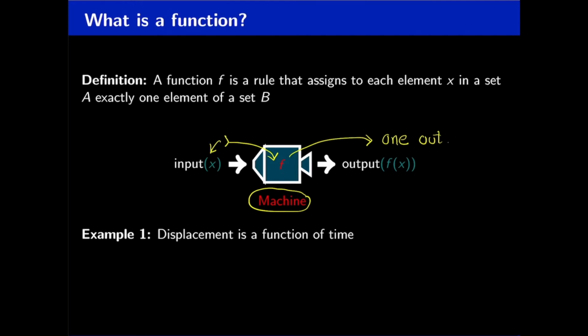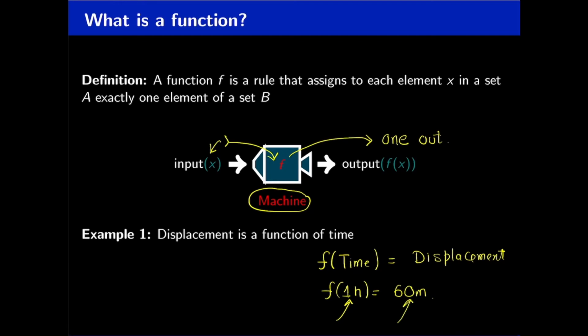Here I have one more example of a function. The displacement is a function of time. So you can define this relation, because if I give the time, it will give me the displacement of a certain object whose relationship we are defining. For example, if I say f at 1 hour, that means in 1 hour, how much is one particular object traveling. If that object is traveling 60 miles, we'll say that in 1 hour, that object will travel 60 miles. So this is the relation between the time and the displacement of the object, which is a function.